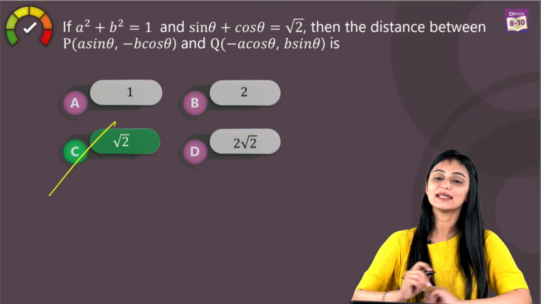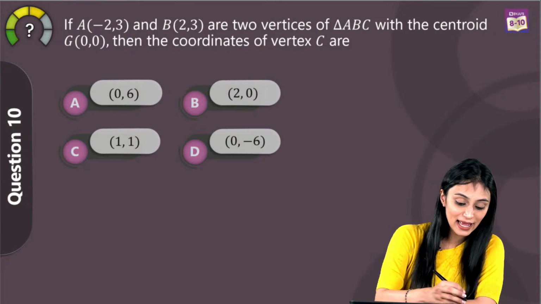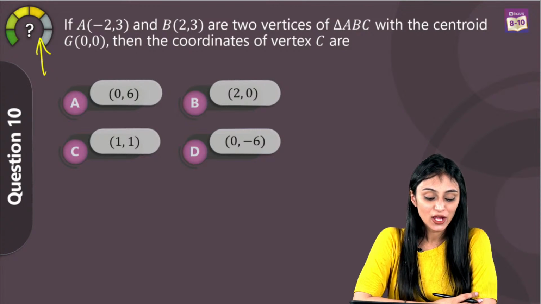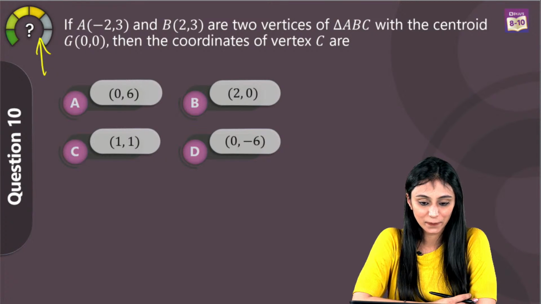So option C is the right answer for this. All right, let's move ahead. Now we have our question number 10, and this is a moderate one. So if A minus 2 comma 3, B 2 comma 3 are two vertices of triangle ABC with the centroid G 0 comma 0, then the coordinates of vertex C are.